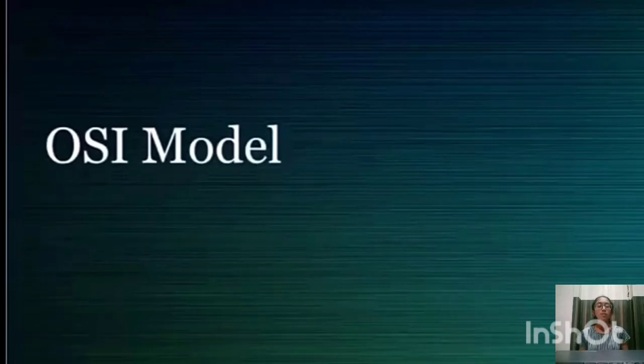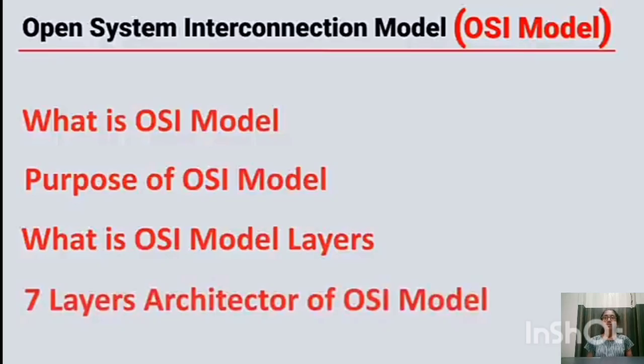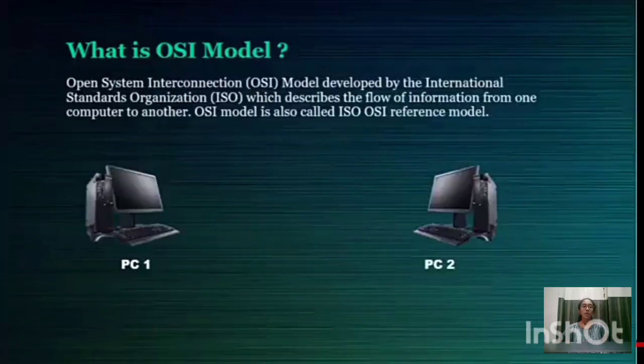Today let us discuss the OSI model, that is the Open System Interconnection Model. Today let me discuss four topics: what is the OSI model, the purpose of the OSI model, what the OSI model layers are, and the 7 layers of architecture of the OSI model.